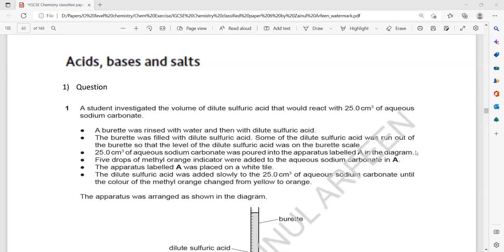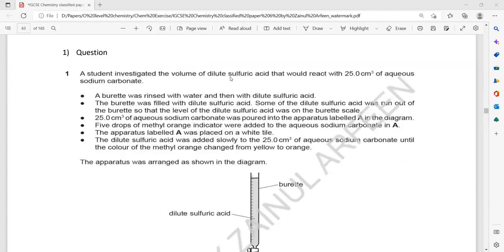So the classified paper 6, topic acids, bases and salts, questions. In this question, a student investigates the volume of dilute hydrochloric acid that would react with 25 cm³ of aqueous sodium carbonate. A burette was rinsed with water and then with dilute sulfuric acid. First, why do we rinse with water?